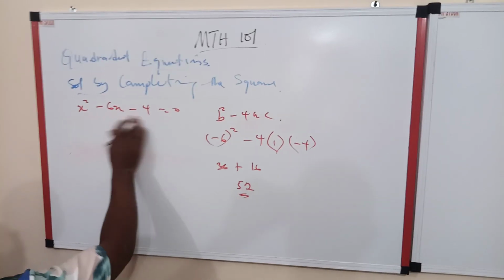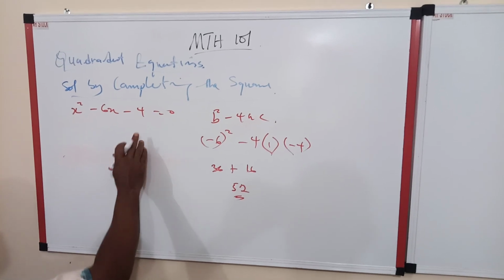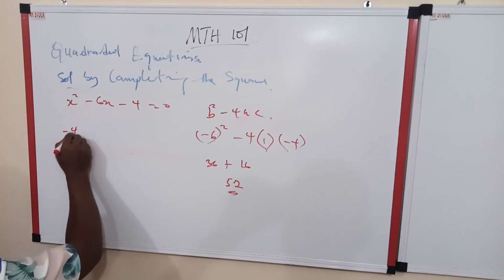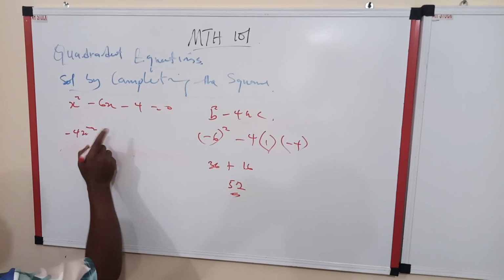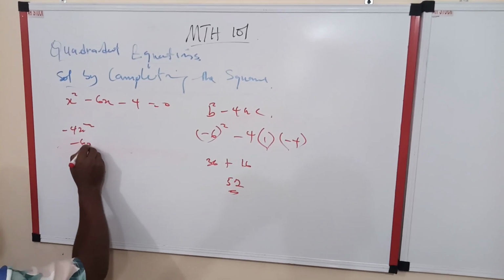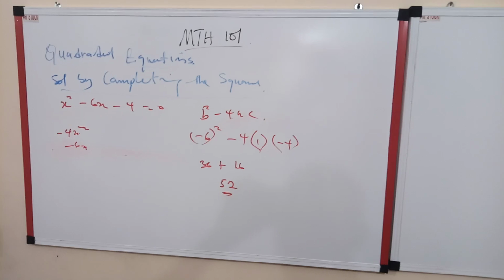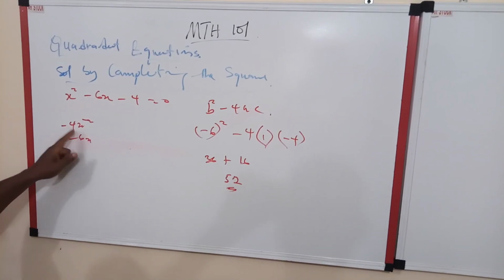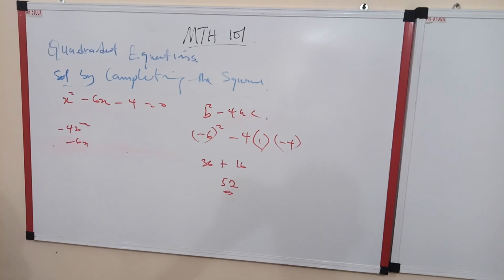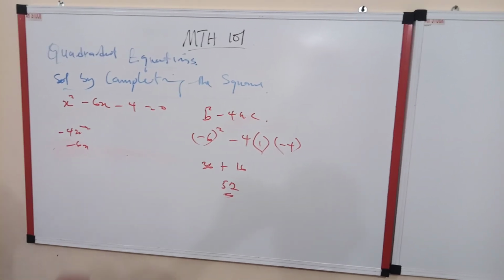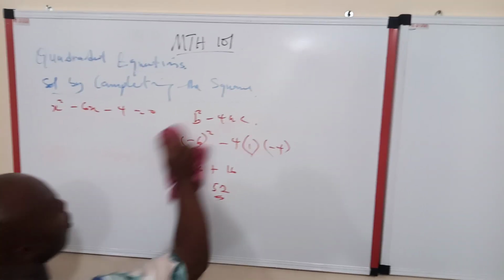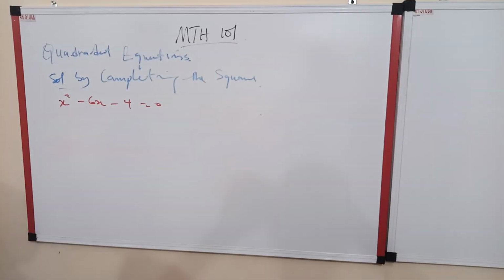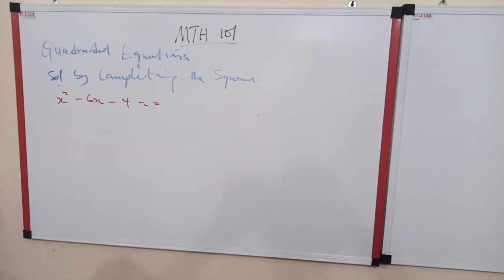And merely looking at this, you can see that we need a number that when you multiply gives us negative 4x squared, and those same numbers, when they add, will give us negative 6x. You see that we will spend so much time and we may not even find it. So we say that this cannot be factorized. So we are going to employ the method of completing the square in solving it.